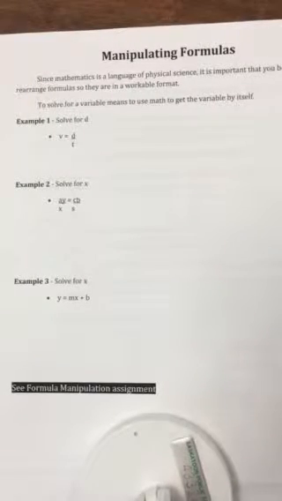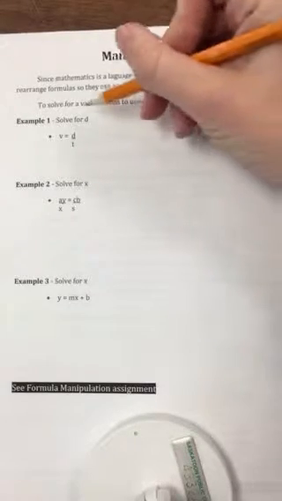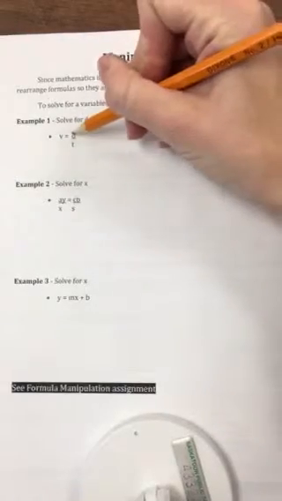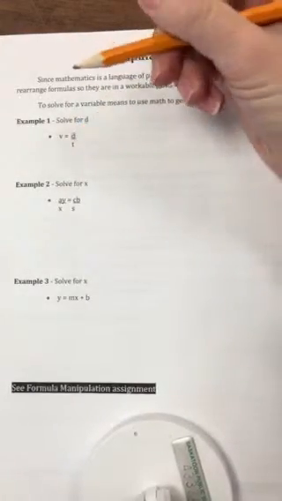Okay, we are going to just go over how to manipulate formulas. Since mathematics is the language of physical science, it's important that you're able to rearrange formulas so that they're in a workable format. To solve for a variable means to use math to get the variable by itself. So in our first example, we're trying to solve for d right here. So we want to get d by itself.